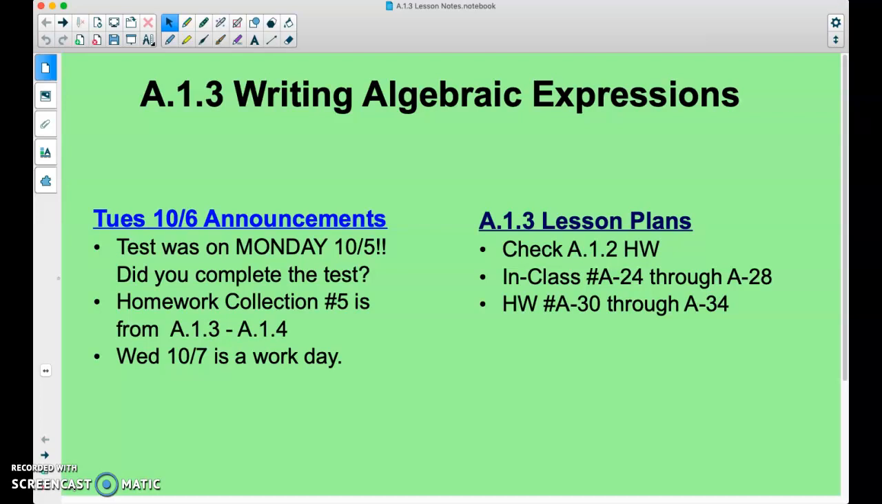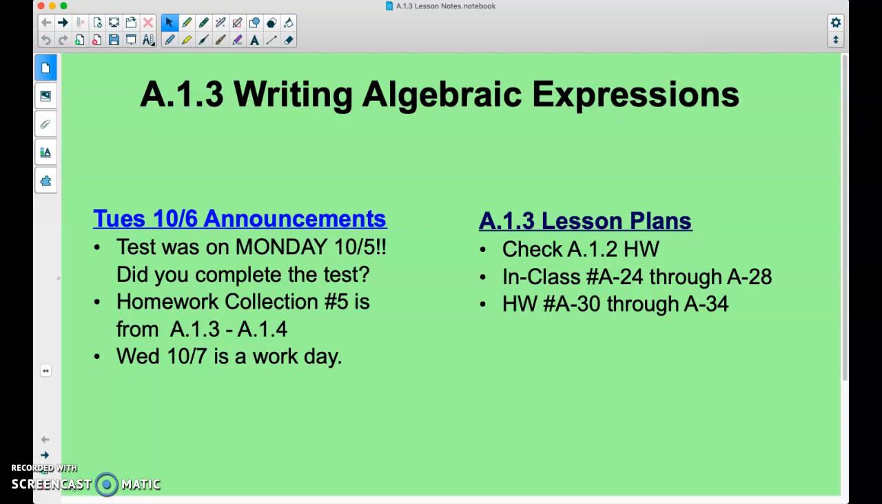A few announcements again. We had a test yesterday. Make sure you go take that test if you haven't yet. It's very important that you do that, otherwise it's going to stay as a blank or missing in the gradebook, which is not a good thing to have when progress reports come out later this week. Homework collection 5 is going to be on Friday. Wednesday, tomorrow will be a work day, so a lot of good stuff there. And then today we are going to continue with the appendix chapter. We've got some problems to work through together here.